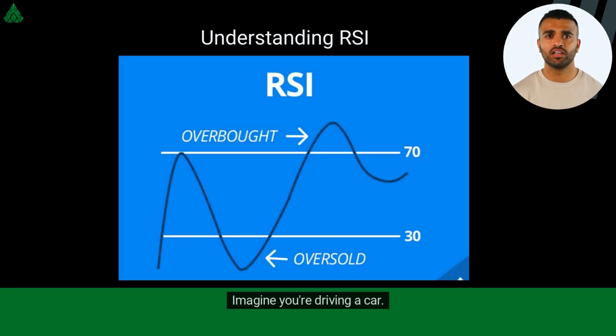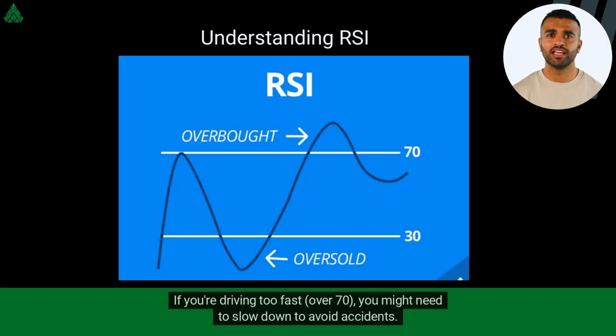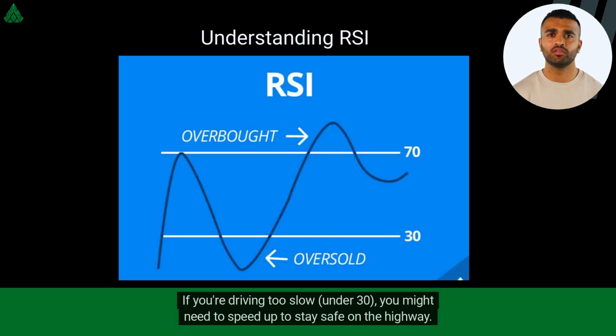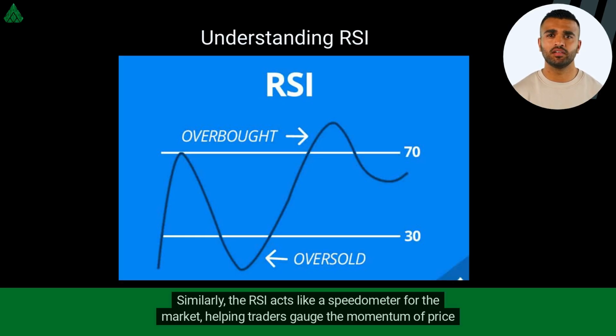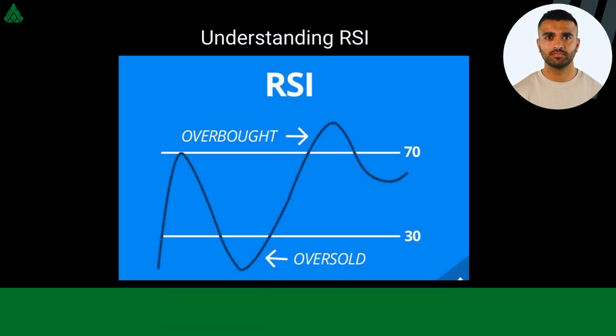Imagine you're driving a car. The speedometer indicates how fast you're going. If you're driving too fast, over 70, you might need to slow down to avoid accidents. If you're driving too slow, under 30, you might need to speed up to stay safe on the highway. Similarly, the RSI acts like a speedometer for the market, helping traders gauge the momentum of price movements.